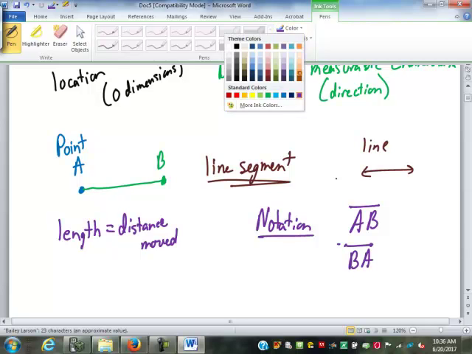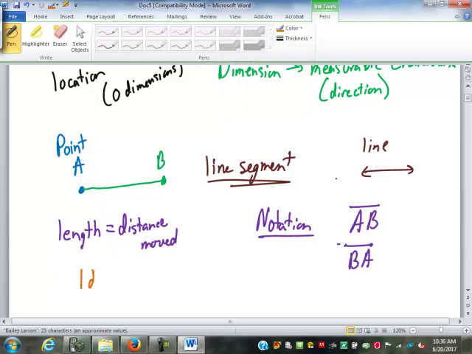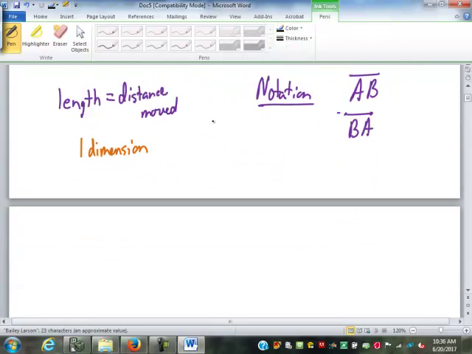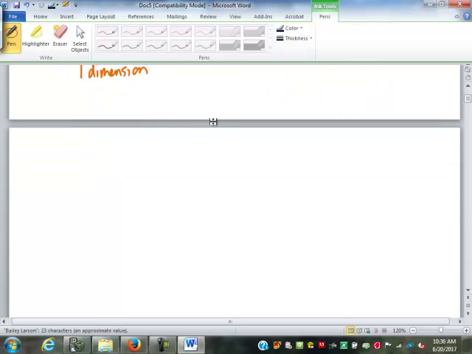And since now we do have a measurable length, this is 1 dimension. We can measure it in exactly 1 direction. Now, a little later on in the course, we're going to take that 1 dimension and move up into 2 dimensions. We're going to take a line segment like that, and we're going to drag it in a second direction.